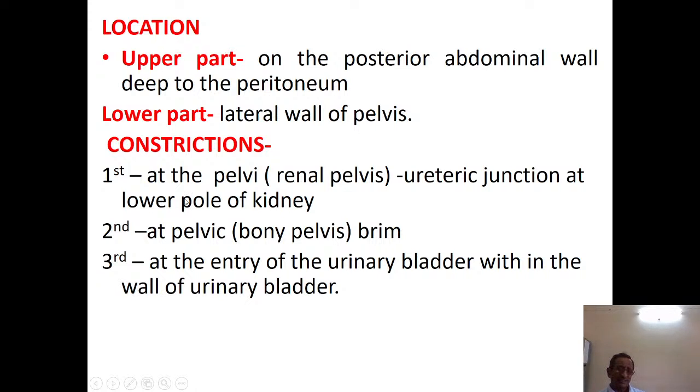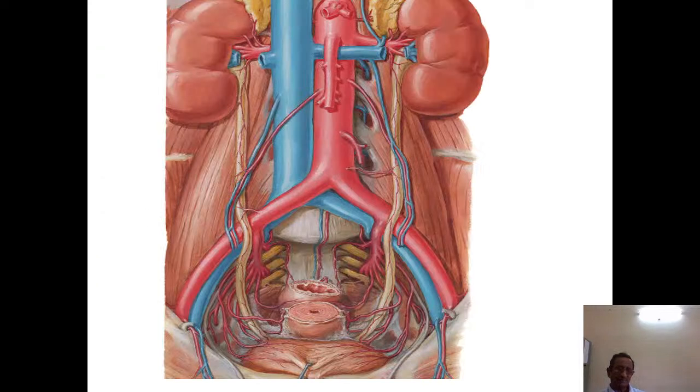and the lower part is on the lateral wall of the pelvis. And then constrictions, as we told you: the first at the pelvic-ureteric junction, that means near the renal pelvis where the ureter is starting. The second is at the pelvic brim, where it is passing into the pelvis. And the third is at the entry into the urinary bladder, where it is entering the wall of the urinary bladder.